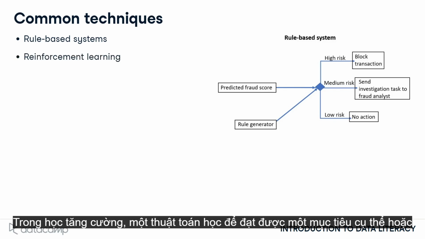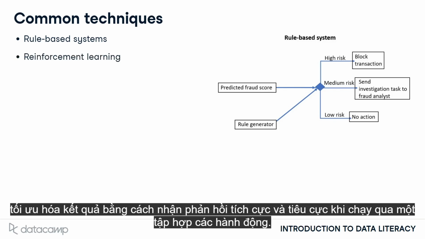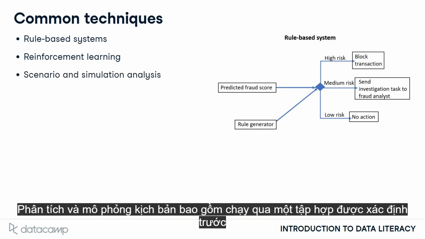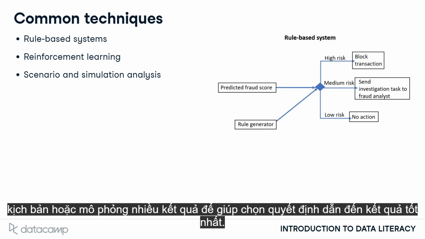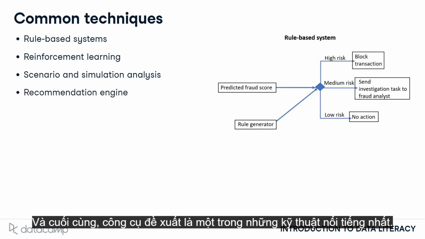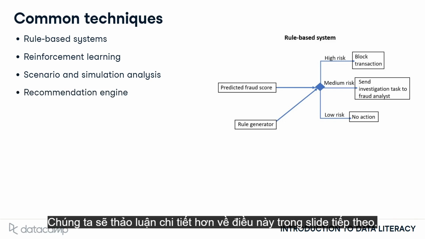In reinforcement learning, an algorithm learns to achieve a particular objective or optimize an outcome by receiving positive and negative feedback when running through a set of actions. Scenario analysis and simulation consist of running through a set of predetermined scenarios or simulating multiple outcomes to help select a decision that leads to the best outcome. And lastly, the recommendation engine is one of the most well-known techniques. We'll discuss this further in detail on the next slide.